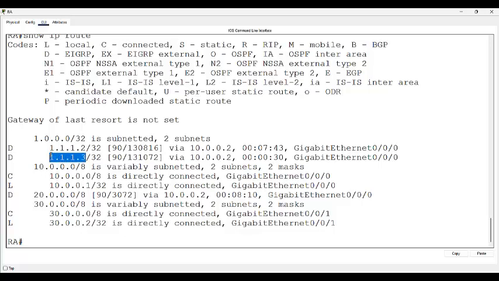Alright, so do this exercise and come. We will do one more recap on EIGRP in our next class. Then we will get into OSPF, Open Shortest Path First.